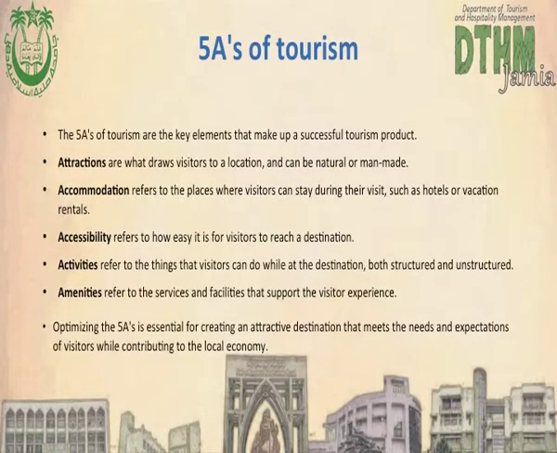The 5 A's of tourism refers to the key elements that make up a successful tourism product. These are attractions. The attractions of a destination are what draws visitors to the location. Attractions can be natural or man-made, such as historical sites, theme parks, museums, or natural landscapes.